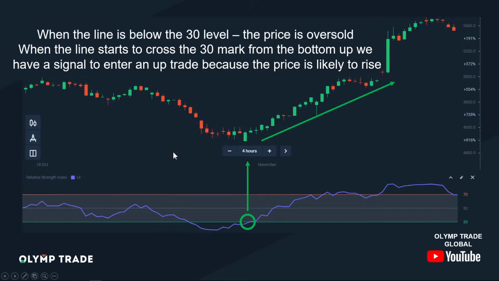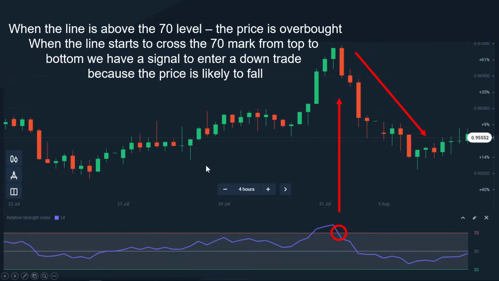Alrighty, so when the line is below the 30 level, like you see right here, the price, like I already mentioned, is oversold. And when the line starts to cross the 30 mark from the bottom up, we have a potential signal to enter an up trade because the price is likely to rise. And on the flip side of the coin, when the line is above the 70 line right here, the price is overbought. And when the line starts to cross the 70 mark from top to bottom, we have a potential signal to enter a down trade because the price is likely to fall.